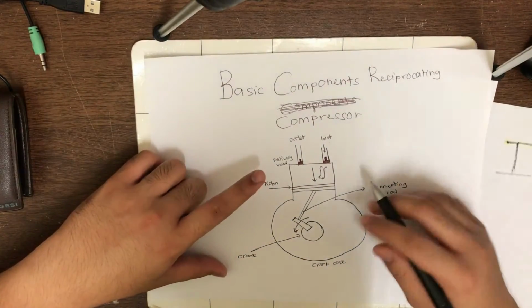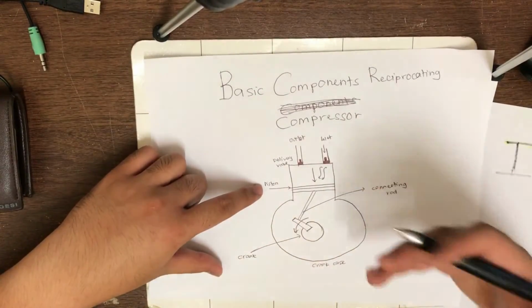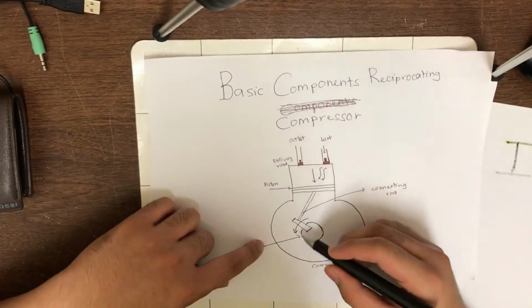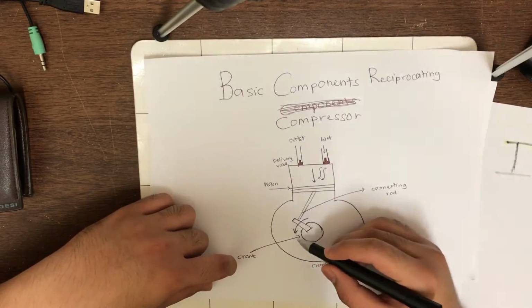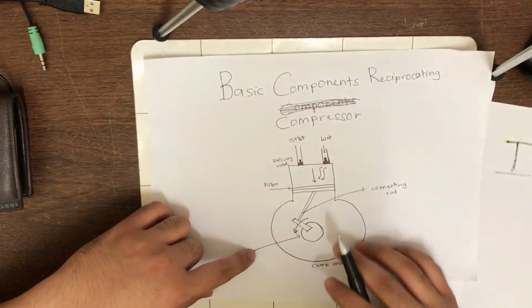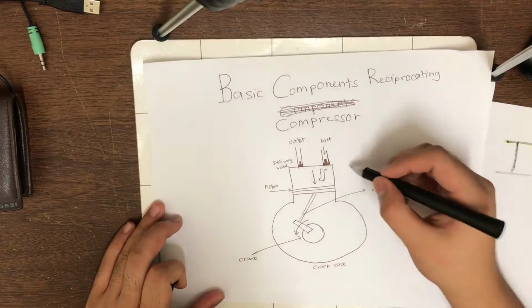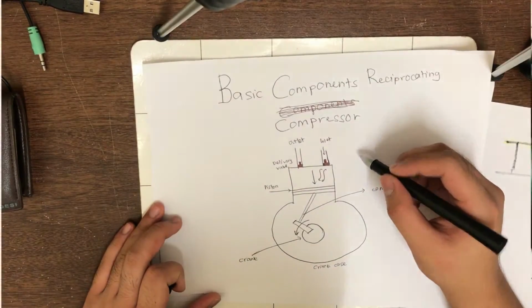For the crankshaft, the function is to rotate the crank. The crankshaft is usually driven by an electric motor. This is a schematic layout.